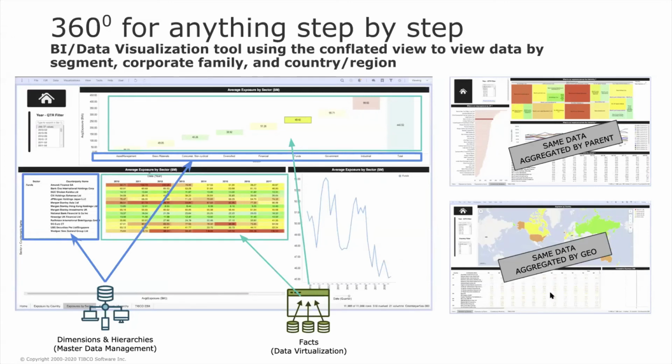Now, finally, down here, we're taking a little bit more of that reference data, a little bit more of that intrinsic data. Where does this counterparty exist? What country are they in? And now aggregating the information by geography.